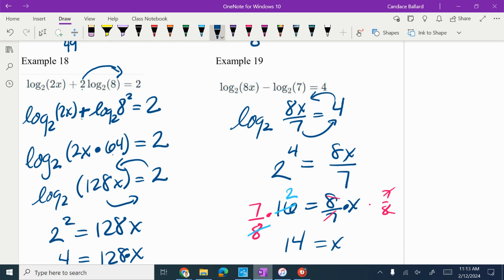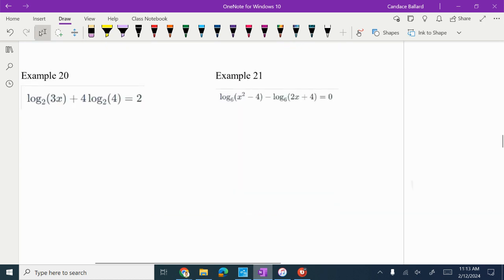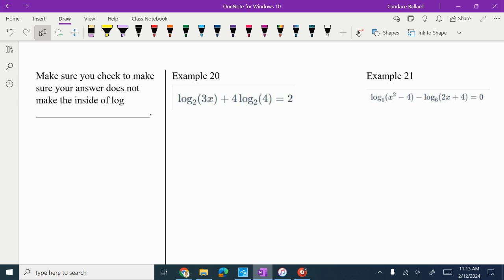Okay. All right. Let's see what the next ones look like. Oh, more of the same. Okay. All right.